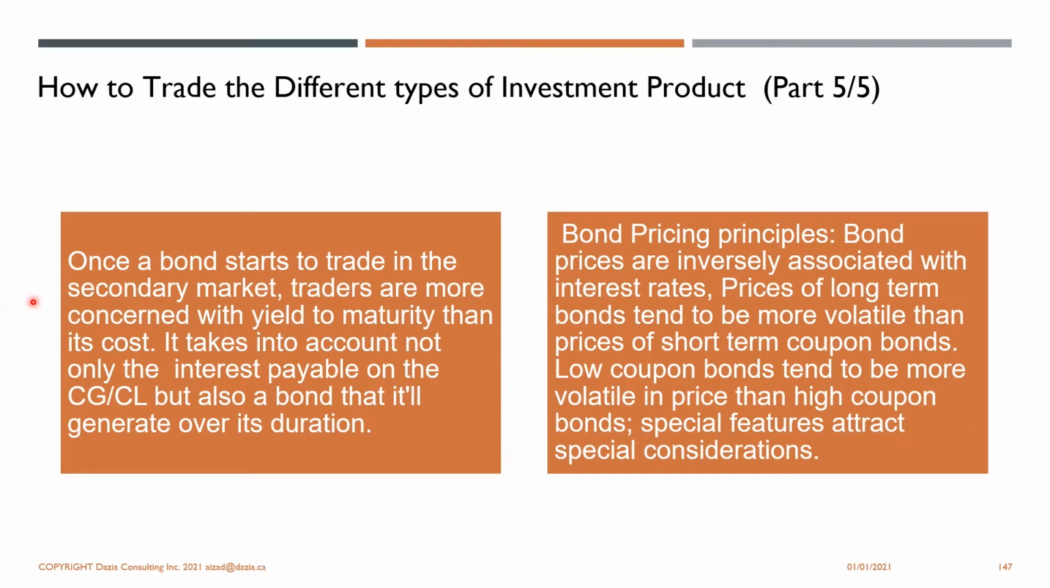So once the bond starts to trade in the secondary market, traders are more concerned with the yield to maturity than its cost. It doesn't matter if you're buying a bond for a lower price or a higher price. What is important is how much return you will get till maturity. So it takes into account not only the interest payment, but also the capital gain or capital loss that the bond will generate over its duration.